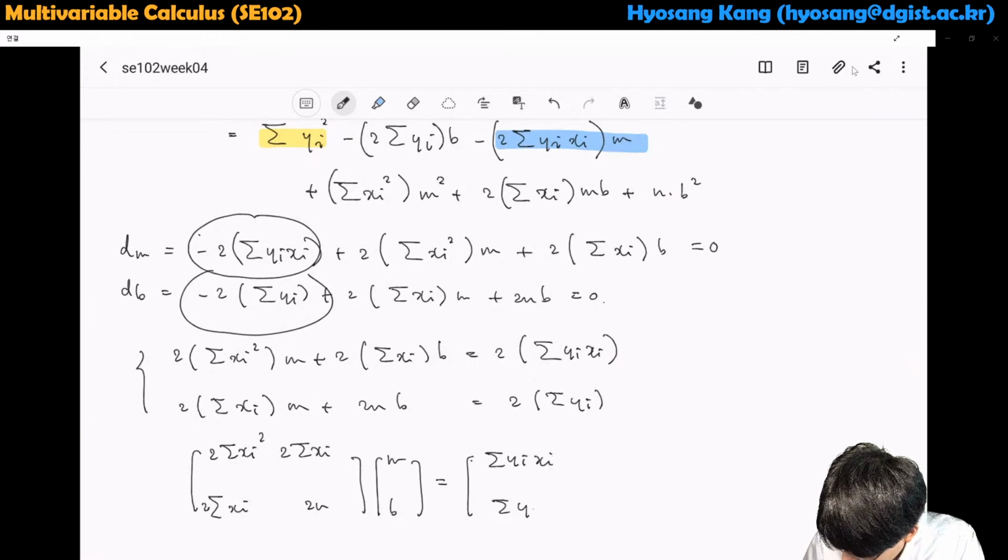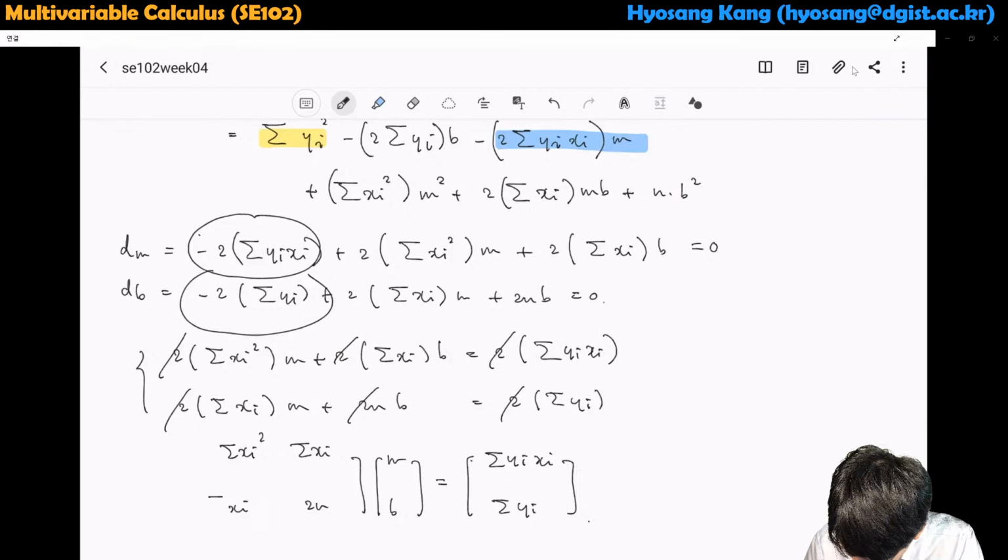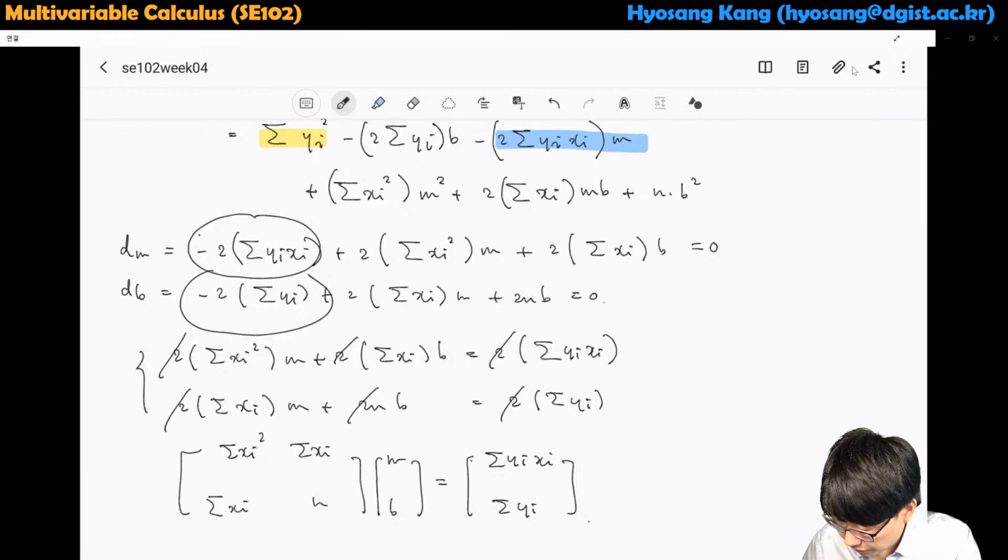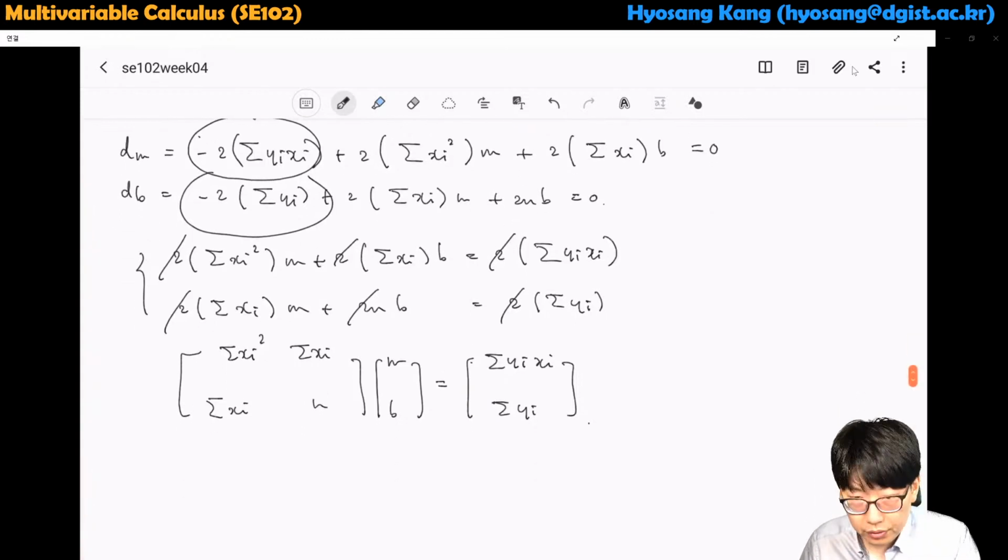So there are 2 everywhere, so let me erase these 2. So this 2 disappears, so let me erase all the 2's here. And okay, so I want to solve this matrix equation in terms of m and b.